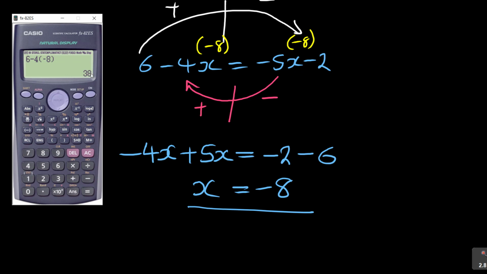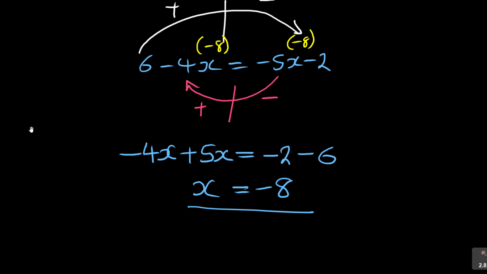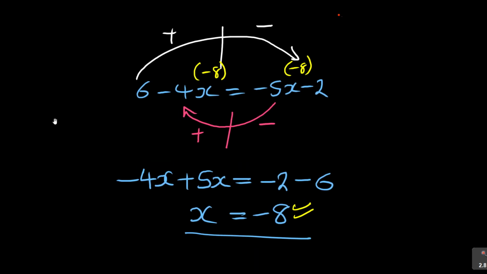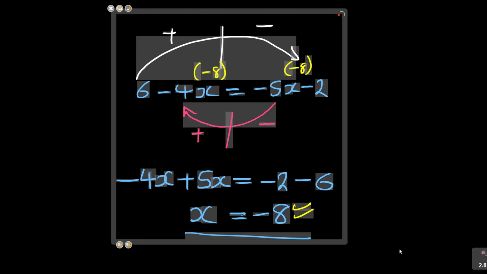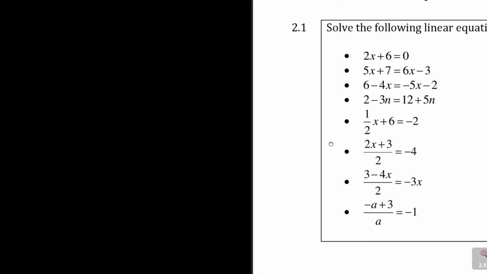38. Left hand side 38. We do the right hand side and see if we get 38. Minus 5 bracket minus 8, where there is x, minus 2. We must get what? 38. There it is. So left hand side equal to right hand side. It means our answer is correct. Alright, that's how we work on this thing. So it's not really complicated. You just need to know what you're doing.